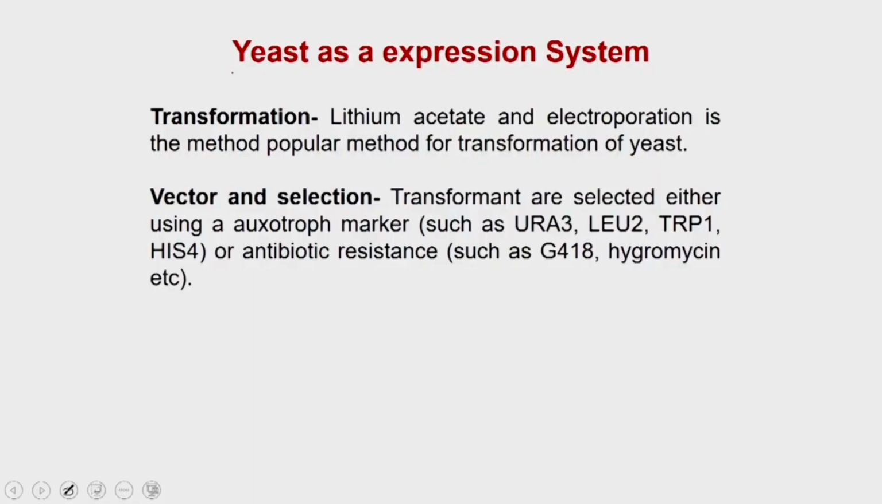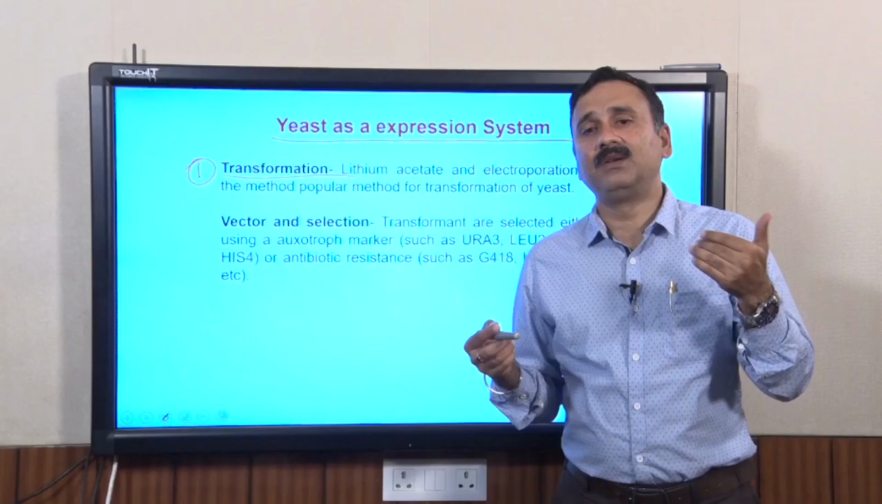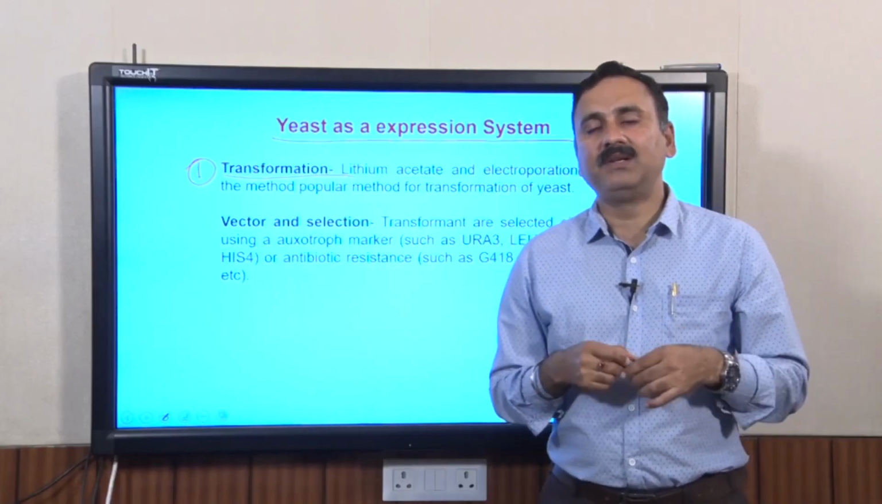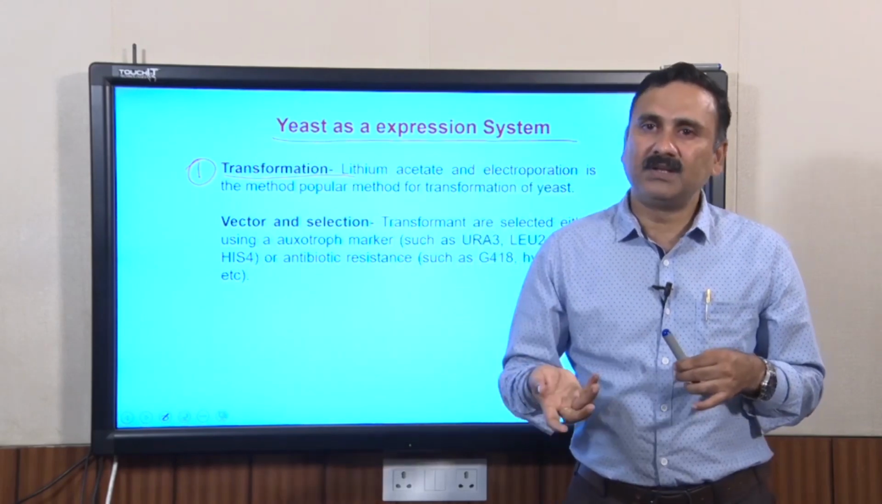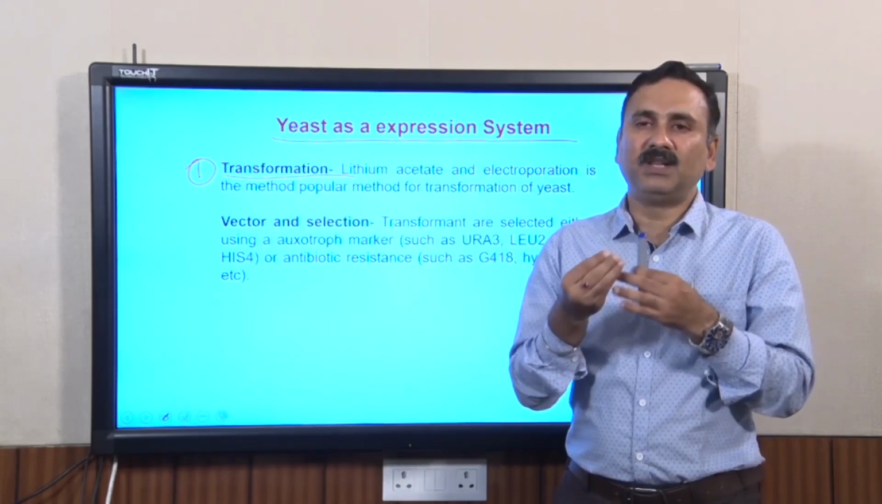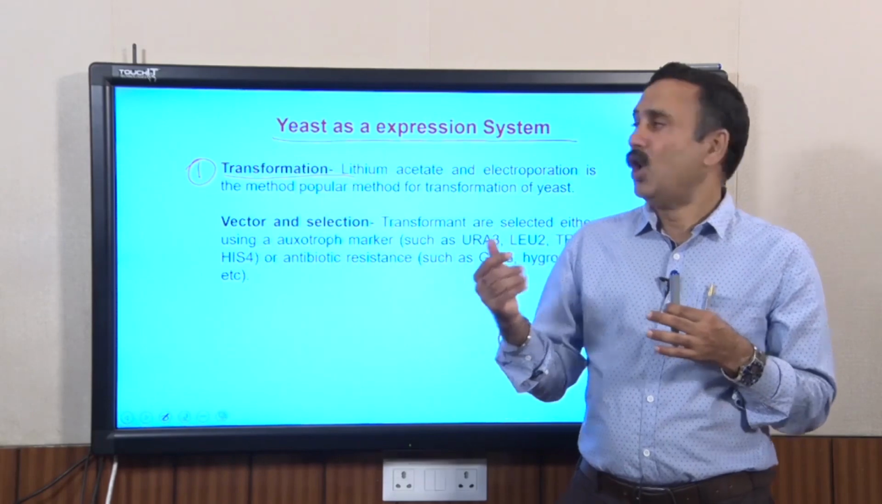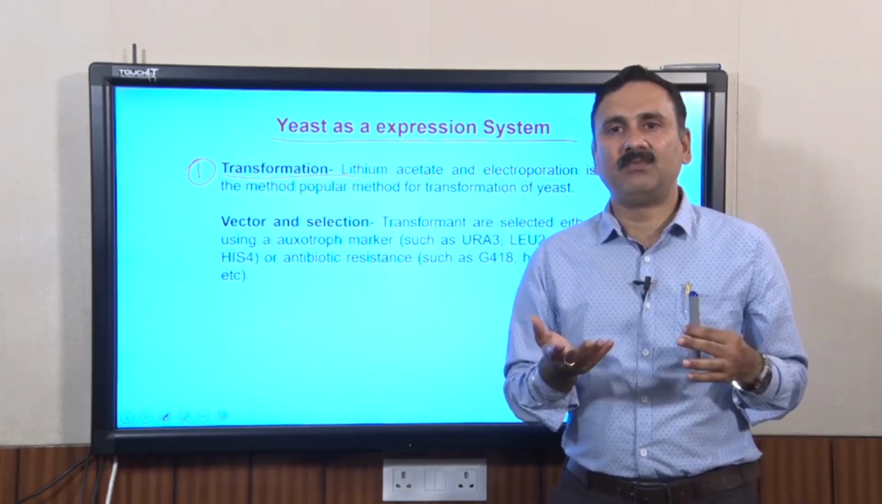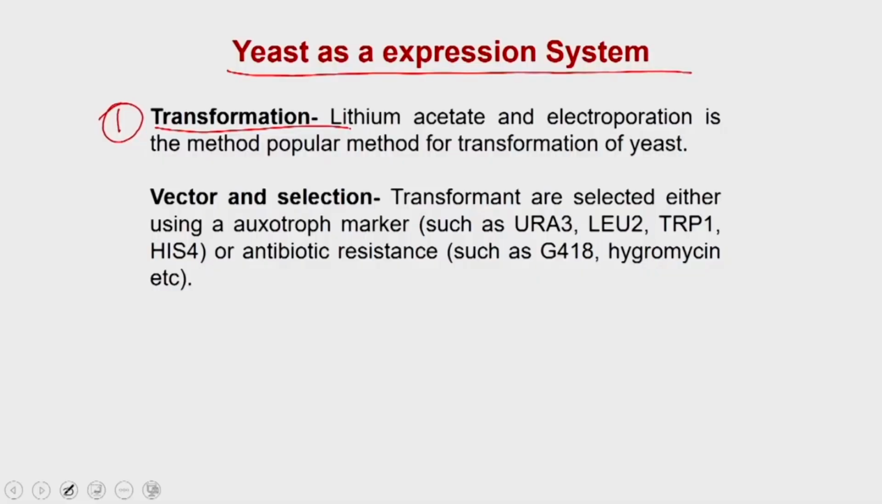Now, if you want to use yeast as an expression system, the first step is that you are going to transform the recombinant DNA you have generated into the yeast vectors. We have discussed a couple of yeast vectors in the past, and we have also discussed the transformation methods, where you use either spheroplast based transformation methods or lithium acetate based transformation methods. For protein production, mostly people use lithium acetate or electroporation as a popular method for transformation of yeast.